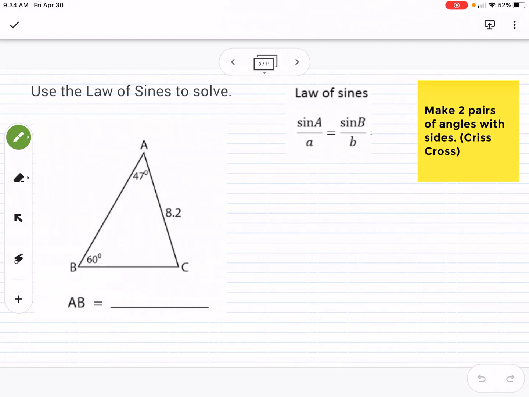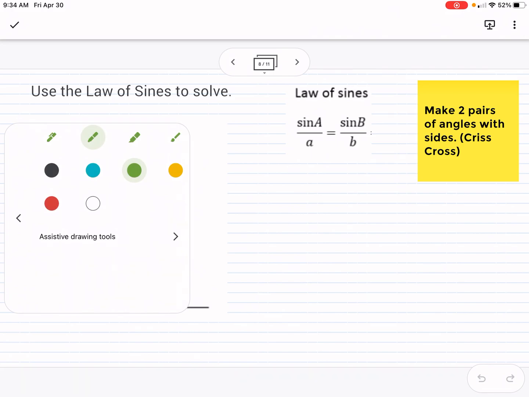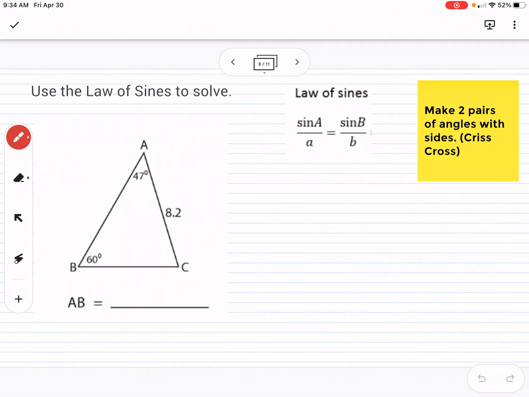In this video, we'll be reviewing law of sines and cosines for your Unit 8 test on trigonometry. So this problem is asking us to use the law of sines to solve for side AB. Since we don't know side AB, I'm going to put an X there.